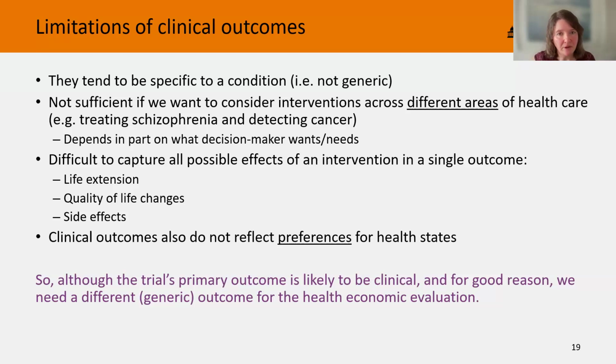Thinking really about NICE and what they want to do, because they need to look at all types of healthcare. Clinical outcomes only capture one thing, really, so they don't capture all possible effects. And they also don't reflect preferences for health states. So we're going to talk a bit about preferences later on. So all of this means that even if the trial's primary outcome is likely to be a clinical measure, and this is the right thing, we do also need a different outcome for health economics.